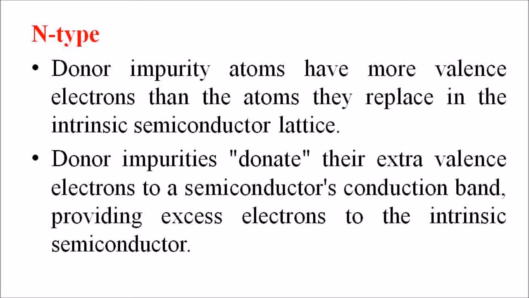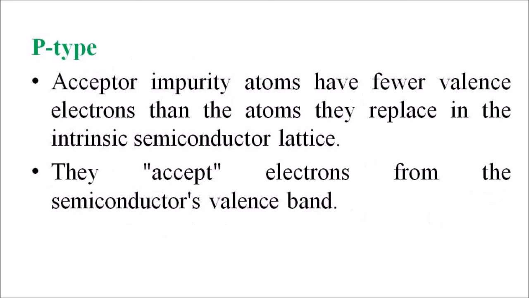Excess electrons increase the electron carrier concentration of the semiconductor, making it an N-type semiconductor. So, the acceptor impurity atoms have fewer valence electrons than the atoms they replace in the intrinsic semiconductor lattice. They accept the electron from the semiconductor's valence band. This provides excess holes to the intrinsic semiconductor. The excess holes increase the hole carrier concentration of the semiconductor and thus create a p-type semiconductor.